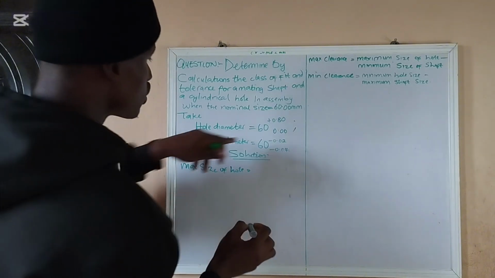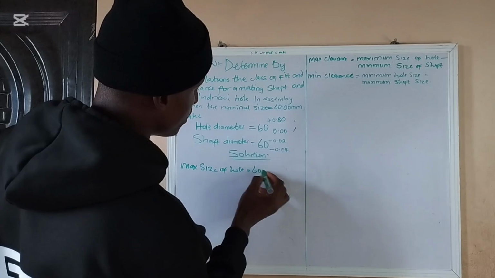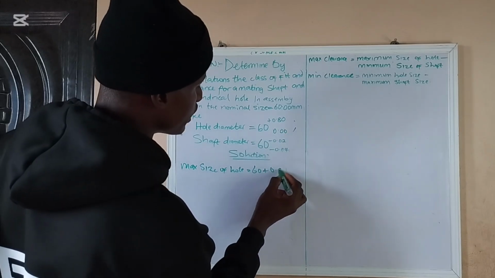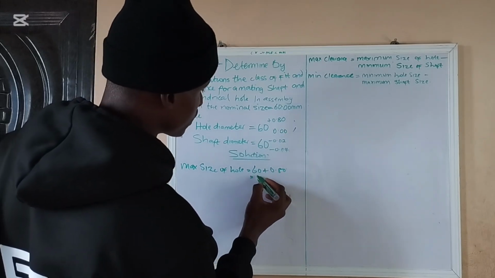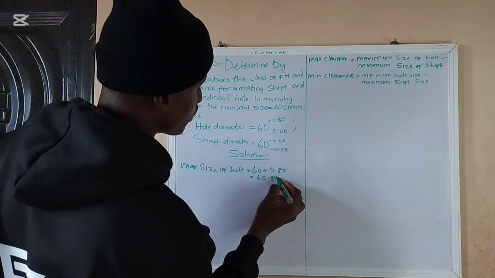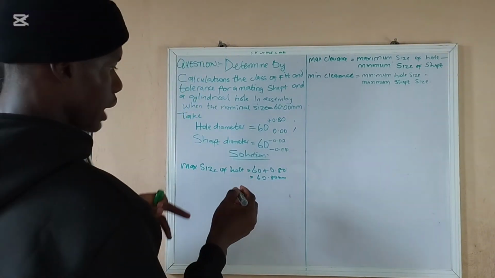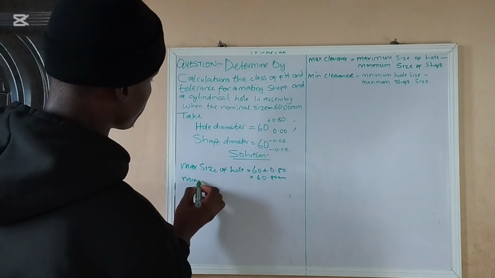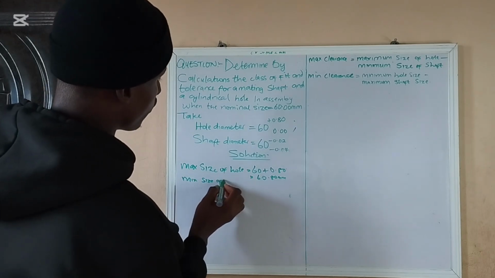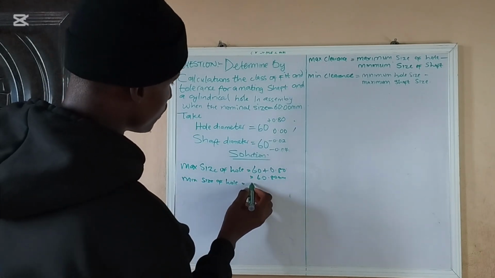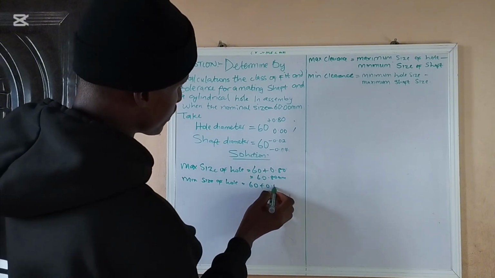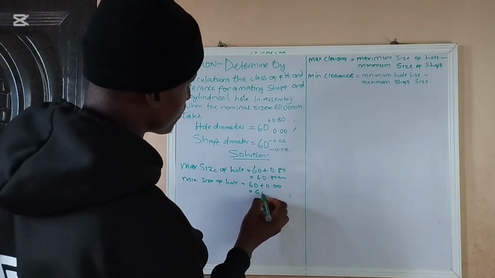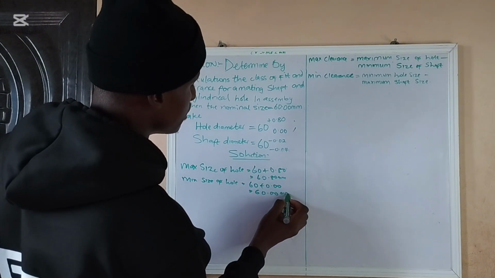The maximum size of the hole is going to be 60 millimeter plus 0.80, which is going to give us 60.80 in millimeter. So ensure you add that millimeter. Now we are going to also calculate the minimum size of the hole, which is going to be 60 plus 0.00, so that's going to be 60.00 millimeter.